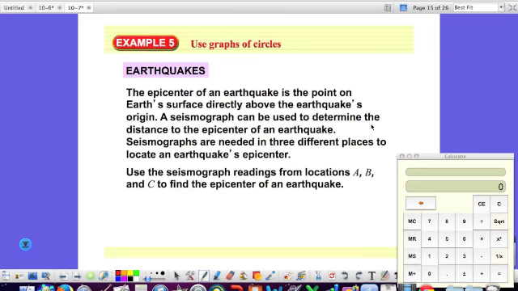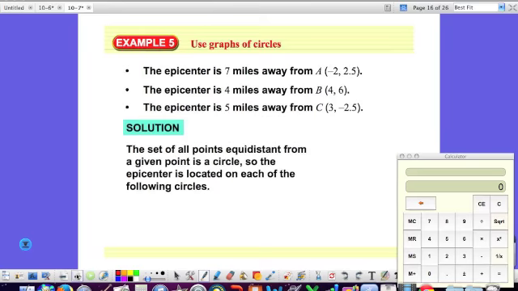The epicenter of an earthquake is the point on Earth's surface directly below the earthquake's origin. A seismograph can be used to determine the distance to the epicenter of an earthquake. Seismographs are needed in 3 different places to locate an earthquake's epicenter. Use the seismograph readings from locations A, B, and C to find the epicenter of the earthquake.